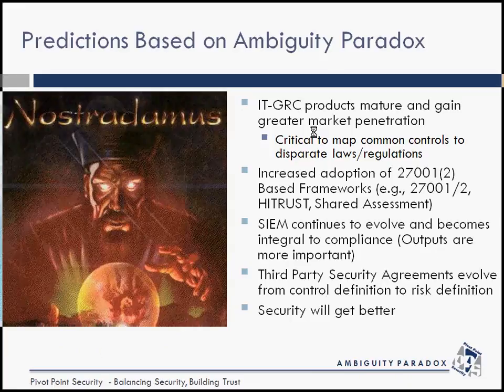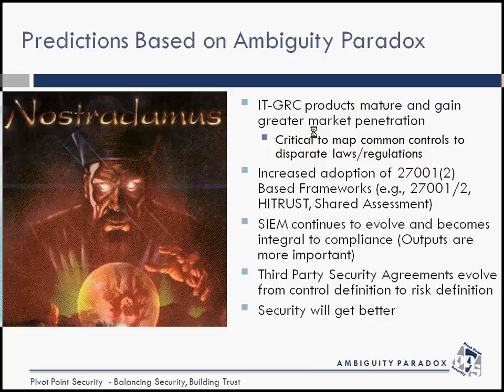So if you buy into what I've said to this point, I know it's been fast, what's going to happen over the course of the next year or two? First, and I think most critical for the ambiguity paradox to be realized, is that IT GRC products need to really mature and gain greater market penetration. If the inputs no longer matter, and I don't think they do, the outputs matter even more. What that means is that if we use this common control set, it's going to be very important that we're able to answer one set of questions and have those answers come out in reports or formats that allow us to show compliance with varying laws and regulations.